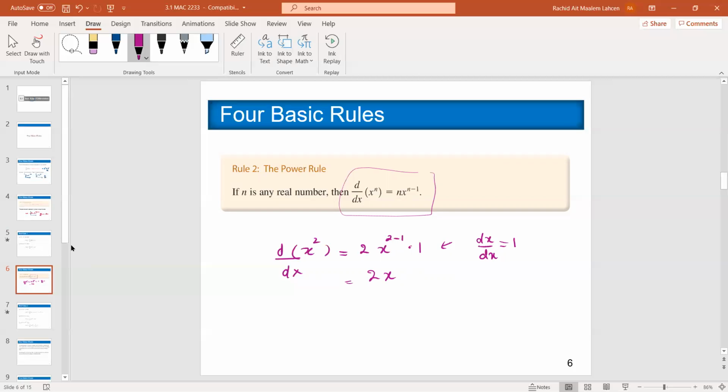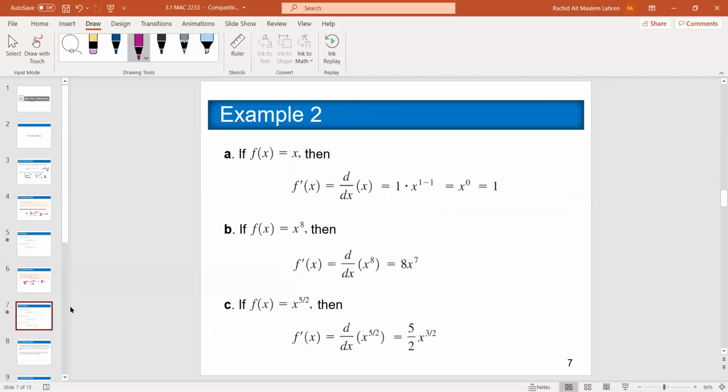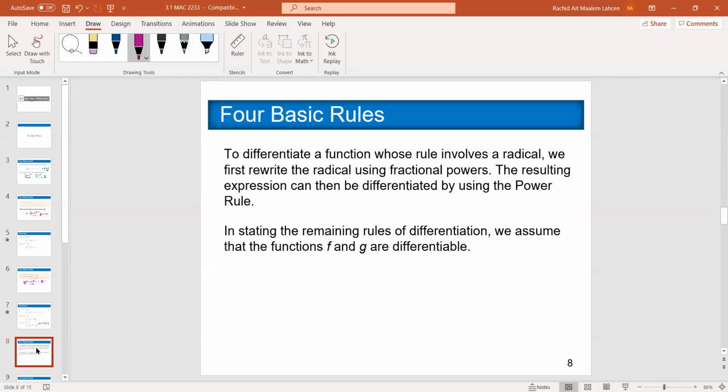So for right now, for the power rule, this is how you're going to apply it. For example, if it's just x, it's 1 times x to 1 minus 1, x to the 0, which is 1. 8 x to the 8th becomes 8 x to the 7th. If it's a fraction, 5 halves, then here you do 5 halves minus 1, which is 3/2, right? So you see, it's kind of straightforward.